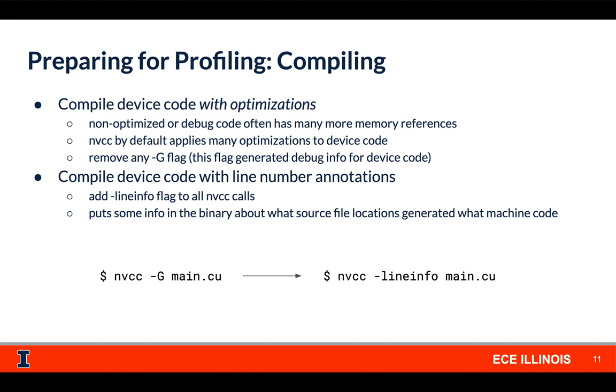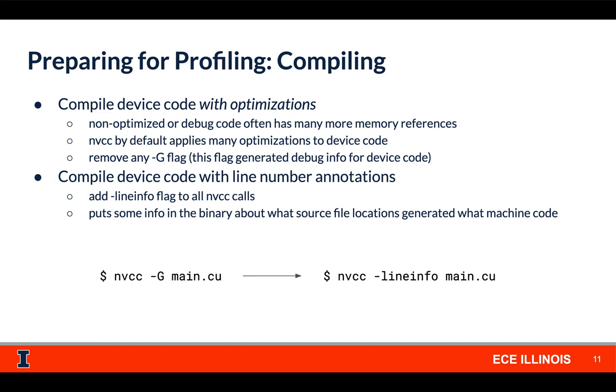So the second thing you need to do is change the way your code is being compiled. When you're doing the profiling, you want to compile your code with optimizations. Otherwise, the performance is not realistic, especially since debug code often has many more memory references than optimized code. The CUDA compiler applies optimizations to device code by default, but if you were compiling with the -G flag, which introduces debug information into device code, you'll want to remove that.